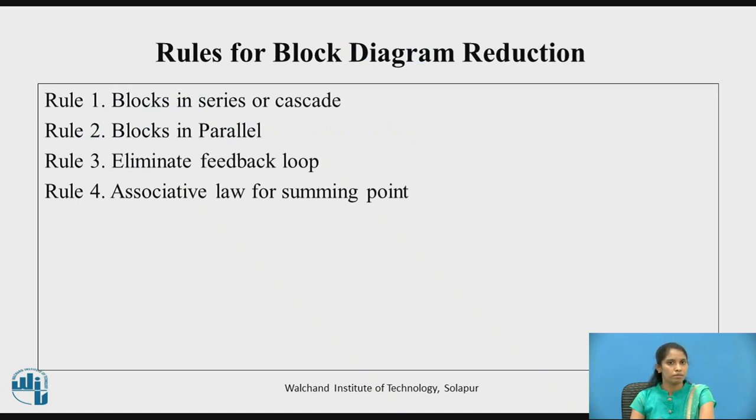Rules for block diagram reduction. We have already studied the 10 rules to reduce block diagrams. Rule 1: blocks connected in series can be algebraically multiplied. Blocks connected in parallel can be added or subtracted depending on the type of signal. Then, eliminate the feedback loop, and the associative law for summing points.